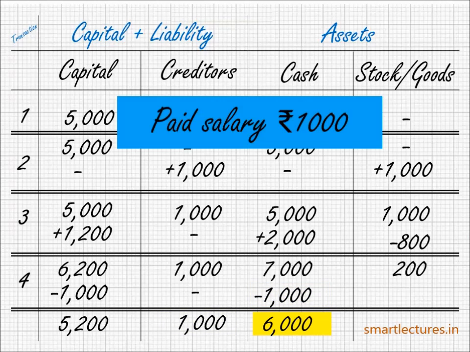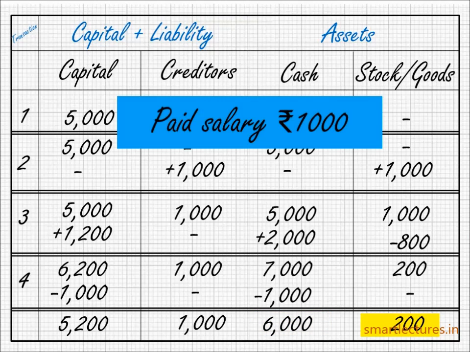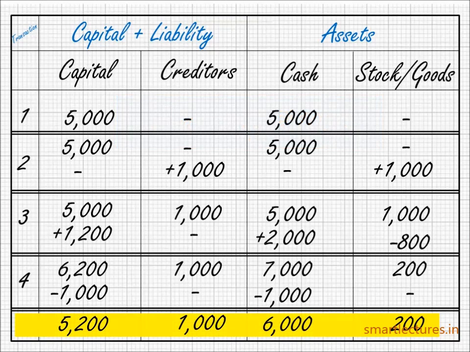But cash, 7,000 minus 1,000, rupees 6,000, because we have given the cash for salary. So the new cash will be 6,000. Previously we were having 7,000 rupees. So we have paid money as salary, rupees 1,000. And the stock as it is. So the final equation is capital 5,200, creditors 1,000, cash 6,000 and stock rupees 200 as on 31st March 2013. So this is the last equation.